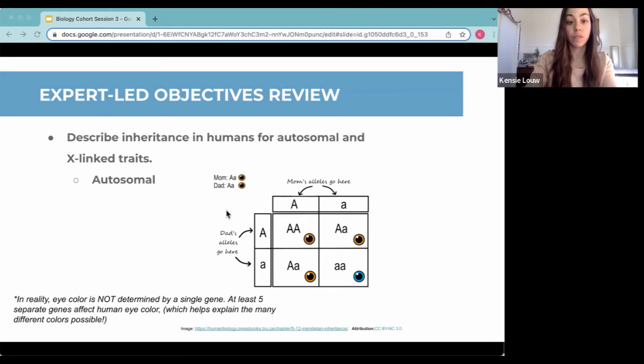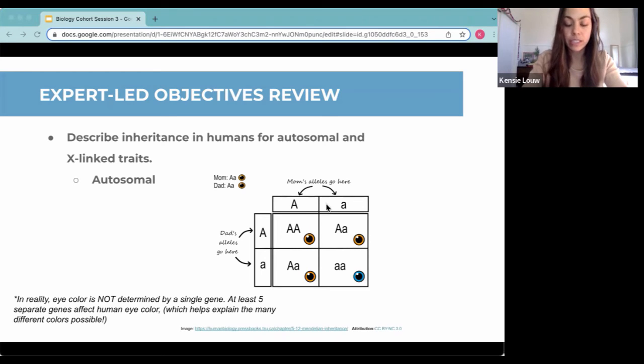So an example of an autosomal trait we're going to look at here would be eye color. Note that eye color is not truly determined by a single gene. There's multiple genes that can control eye color in humans, but for this example, we're going to consider it as a single gene trait. So let's say a single autosomal gene with two alleles determines whether you have darker, more pigmented eyes like brown, or lighter, less pigmented eyes like blue. So having brown eyes is an autosomal dominant trait, and blue is an autosomal recessive.